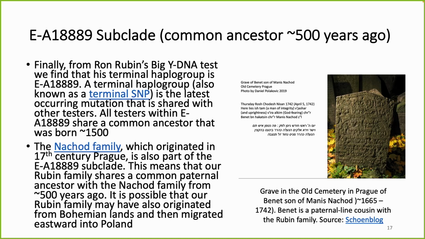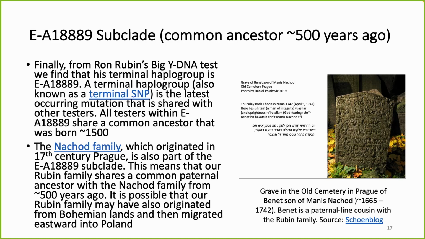Now, I don't think our Rubin family was in Prague in the late 17th century, as I've talked about in prior presentations. I think they were in Poland, but I think what this could hint at is that it's possible that the Rubin family may have originated from Bohemian lands and then migrated eastward into Poland, maybe in the 1600s. But it may be in the 1500s, during the height, they could have been in Bohemia, they could have been in Prague. So I just have an old grave of one of the Nachod family members who is a paternal line relative of our Rubin family.